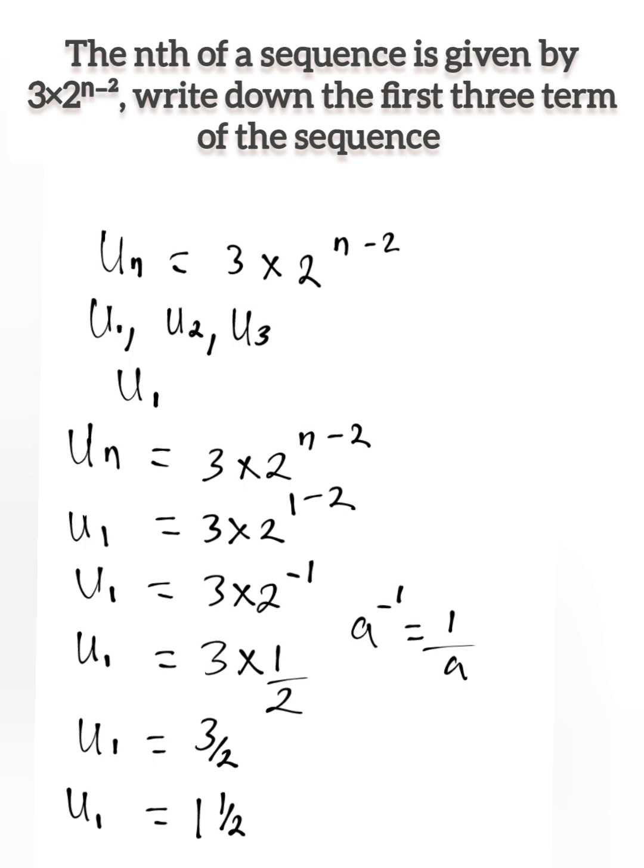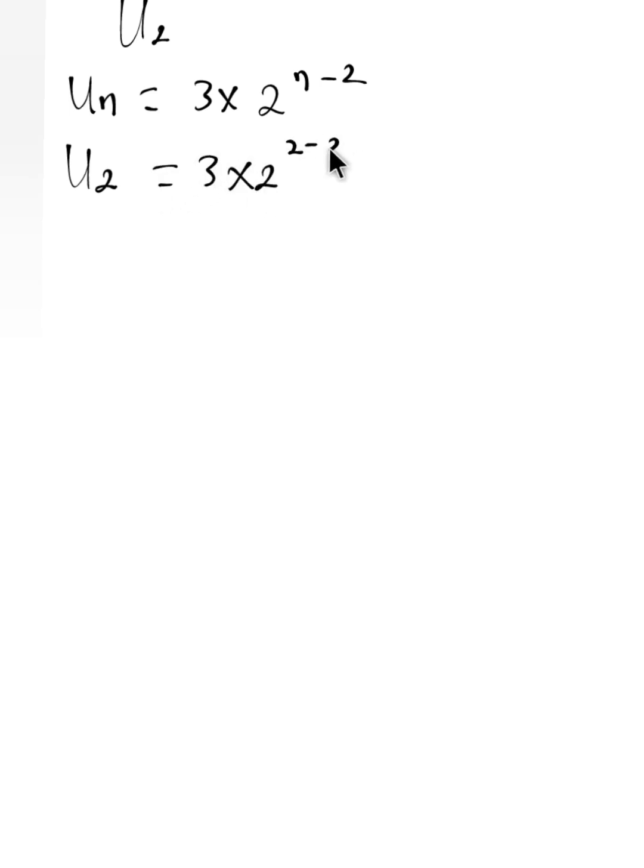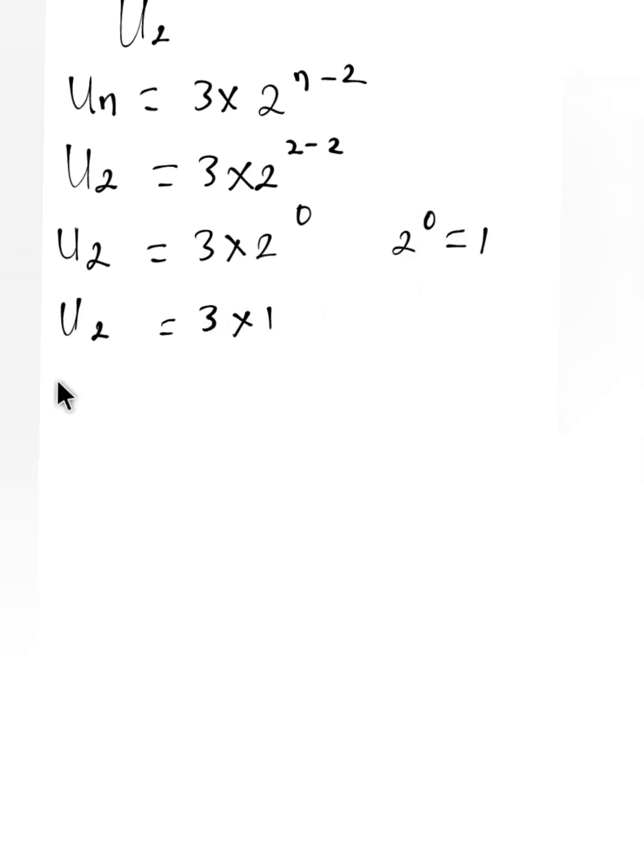So this is U1. Let's move over to U2. In U2, recall that Un is equal to 3 times 2 raised to the power n minus 2. So for U2, we're going to substitute 2 in place of n. It gives us 3 times 2 raised to the power 2 minus 2. So U2 becomes 3 times 2 raised to the power 0. And U2 gives us 3 times 1 because 2 raised to the power 0 is 1. So U2 is equal to 3.